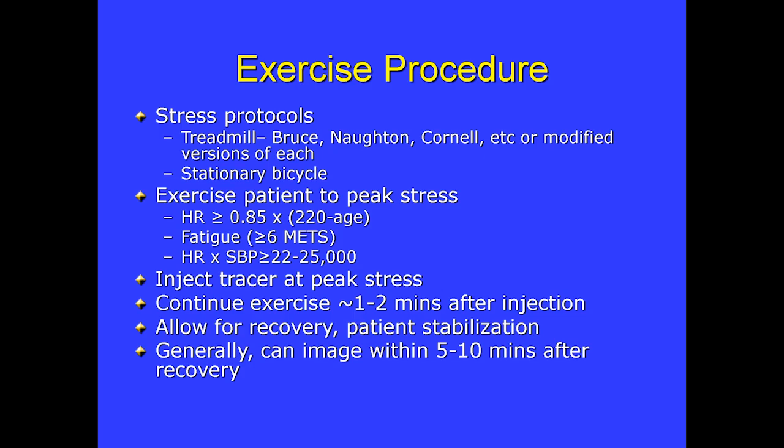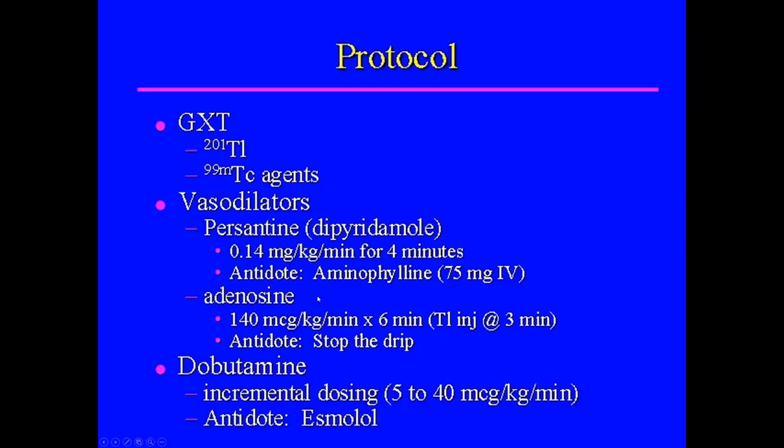But in any of these cases, you inject the tracer at peak stress, and then you continue to exercise the patient as much as possible up to about 1 to 2 minutes after the injection. You allow them after that for recovery and patient stabilization. You can image the patient within 5 to 10 minutes after they're fully stabilized and recovered, or as your tracer may be best indicated for its individual physiology.